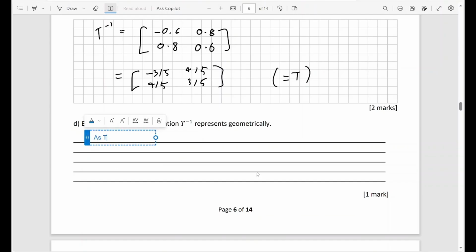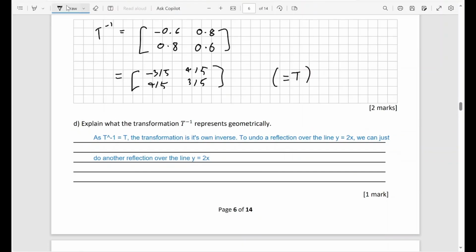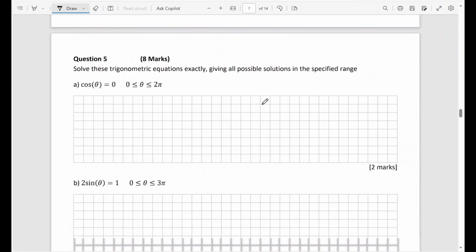So as T inverse equals T, the transformation is its own inverse. To undo a reflection over the line y equals 2x, we can just do another reflection over the line y equals 2x. Done. All right, so next, solve these trig equations.